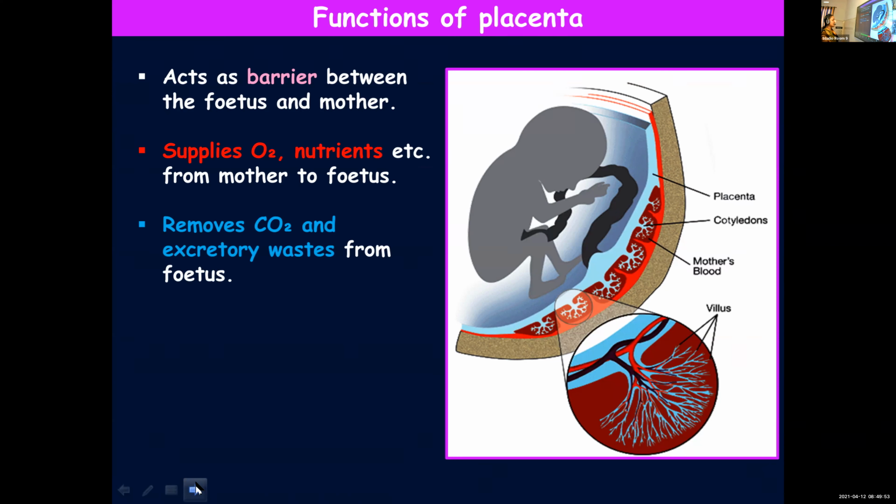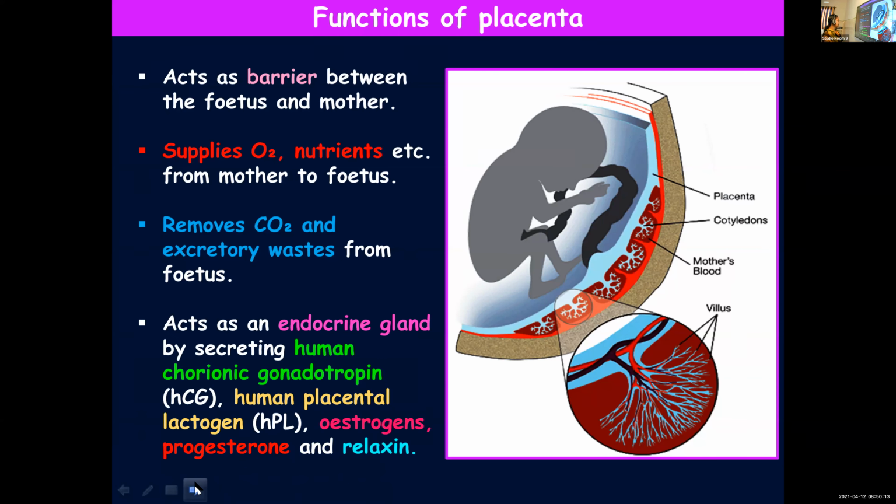Next, it removes carbon dioxide and excretory waste from the fetus. Once again, I'll repeat. It helps in the transport of nutrients, oxygen, etc. to the fetus from the mother. And from the fetus, carbon dioxide and excretory waste will be removed.